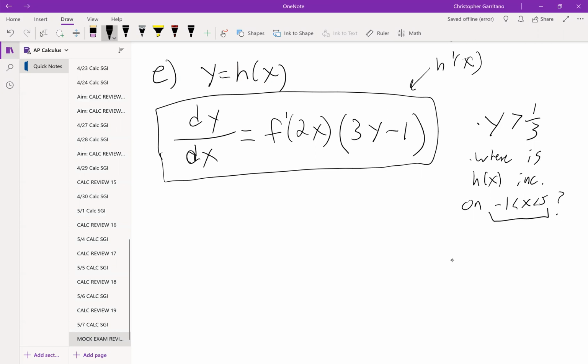All right, so we're going to analyze this and determine when is h prime of x positive. That will tell us when h of x is increasing. One piece of information from part D that might have seemed like throwaway info is the fact that they're telling you that y is greater than 1/3. This is extremely important in analyzing this derivative function for being positive or negative. Well, let's see why.